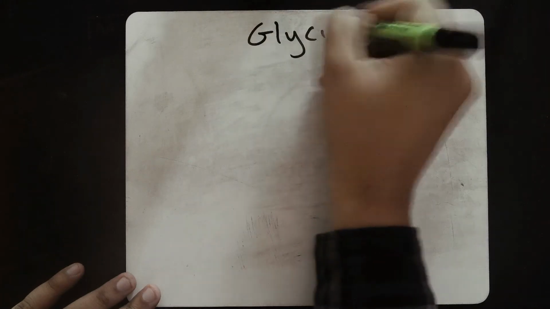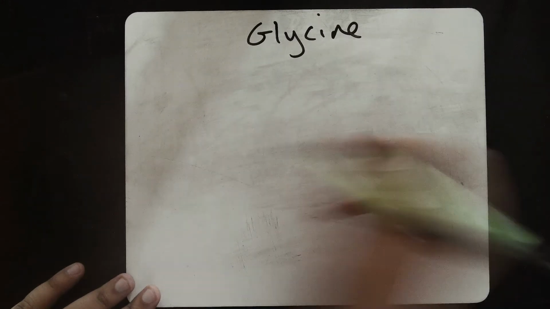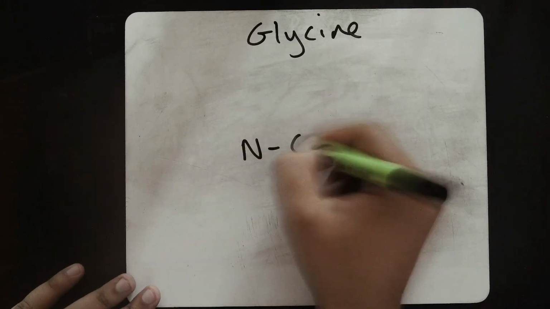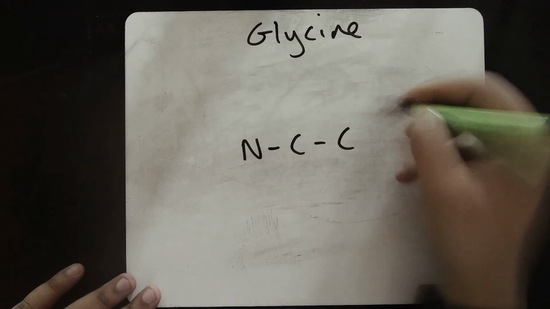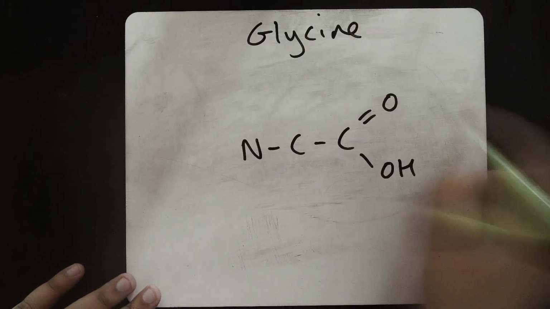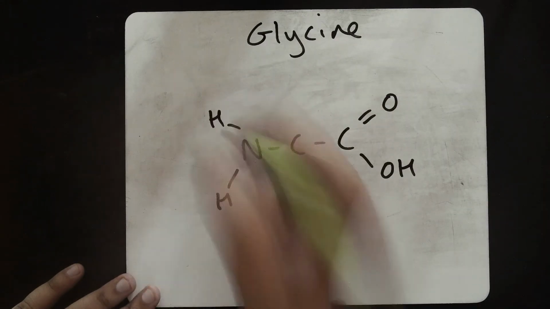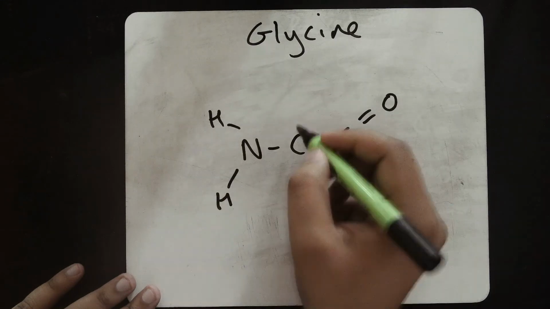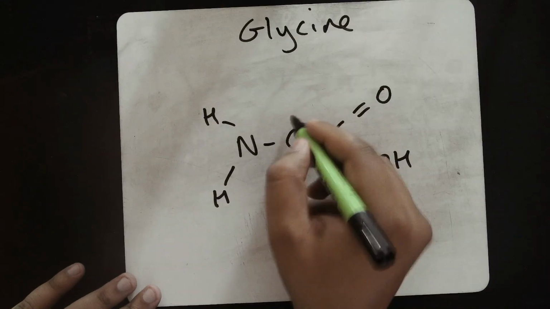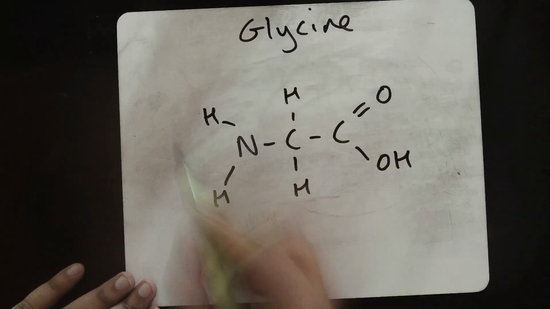So the simplest amino acid is glycine. So it's the easiest one to demonstrate the different groups on. If you look at it, it looks like this: NCC. The last carbon has a double bond O, single bond OH, a bit like a carboxylic acid. This end has two H's on the nitrogen. The carbon has two H's on it as well. So that's the simplest amino acid, glycine.